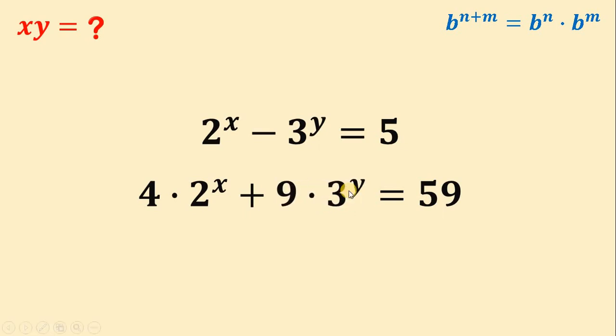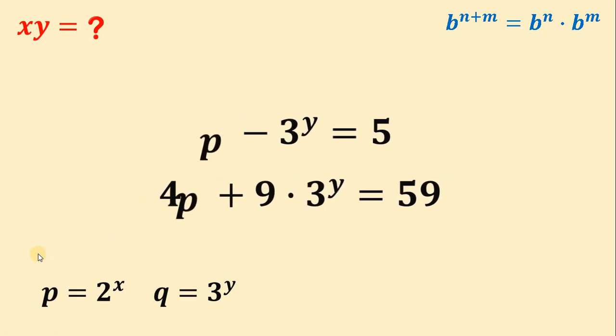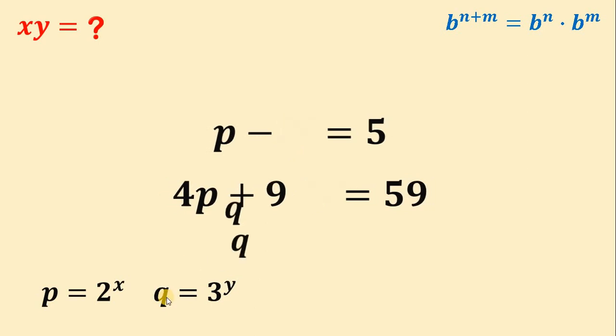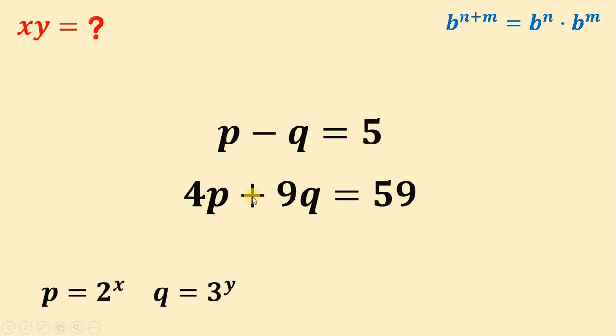Take note that we have common terms of 2^x and 3^y. So let's have another variable for each of them. Let's call these p and q, wherein p is 2^x and q is 3^y. Now, all 2^x can be replaced by p, and also all expressions equivalent to 3^y can be replaced by q. Now, we have a linear system: p − q = 5, and 4p + 9q = 59.